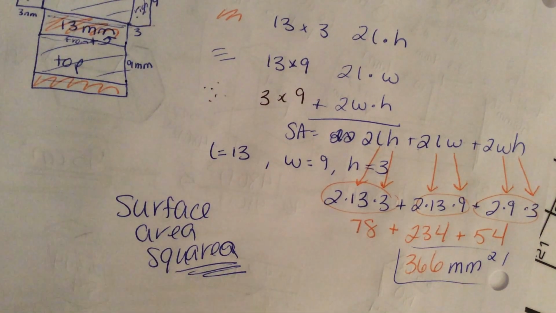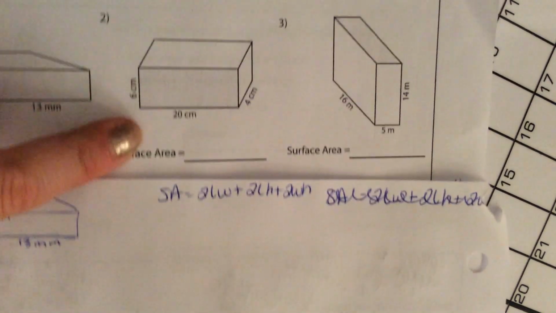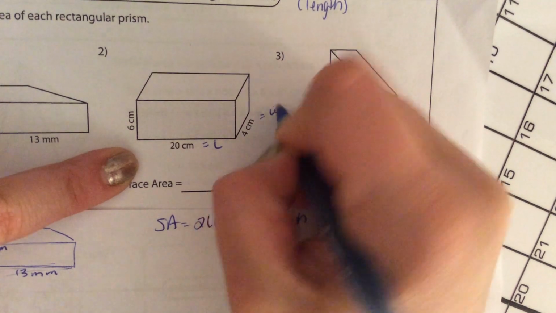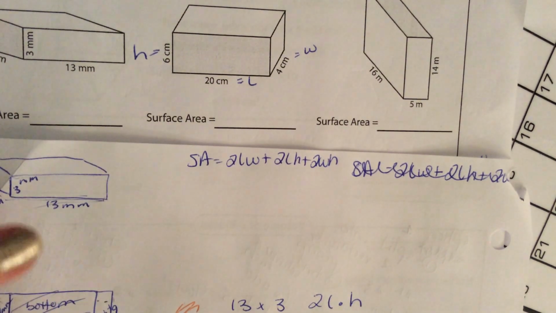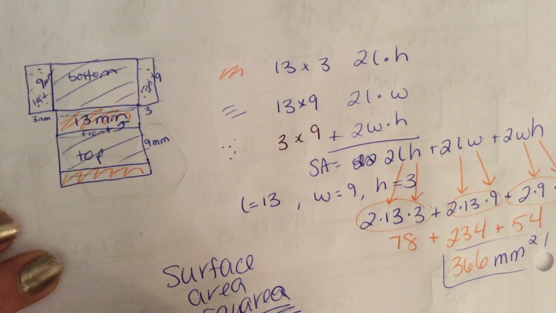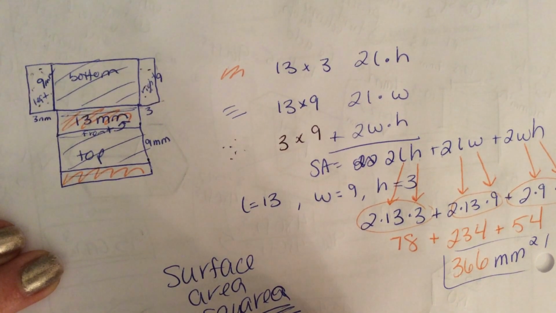Alright, so I know I took up a lot of space for that, but that's fine. We're going to do number 2 next. Alright, number 2. We'll say length, width, height. Okay, so number 2, height is 6, length is 20, width is 4.